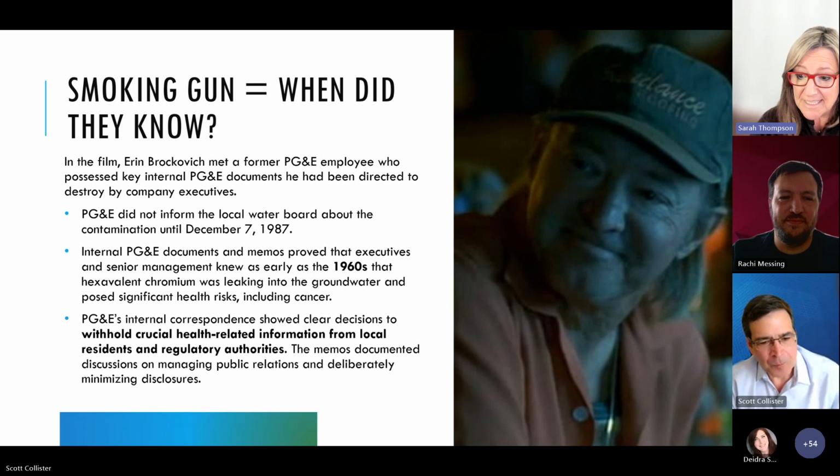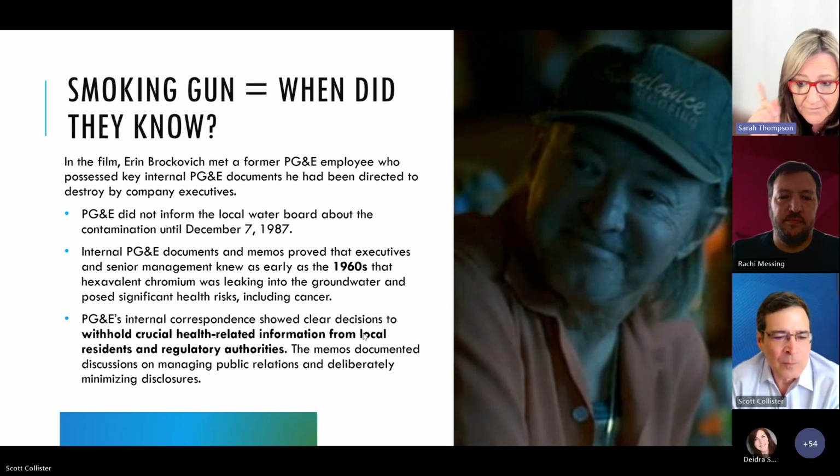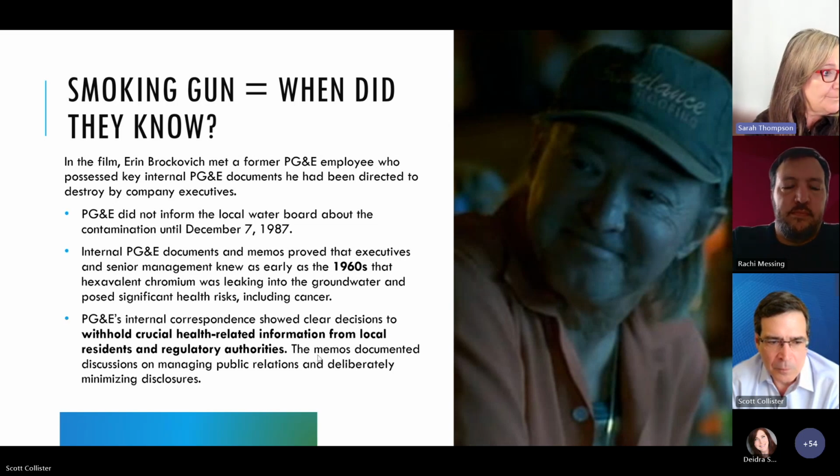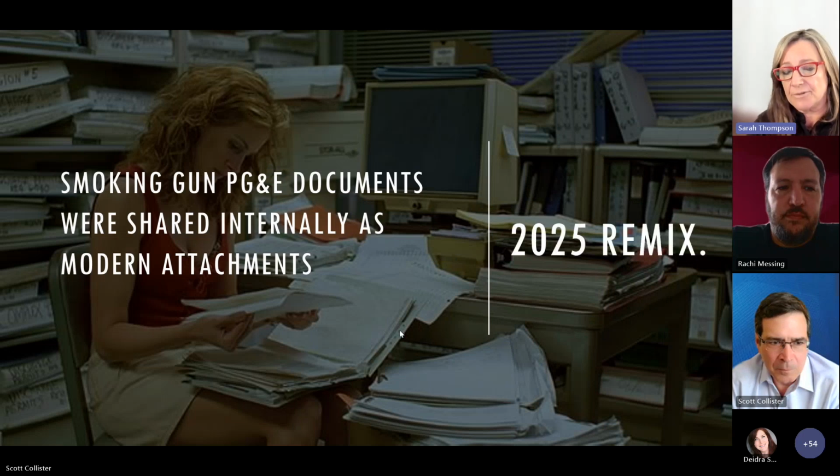So you want to find these documents that show the corporate office knew. That's the key. So what if that were today? That's what we're going to look at today. Let's get into it. We're going to look for the smoking gun PG&E documents that were shared internally as modern attachments, the remix, right? Let's see what we got here.